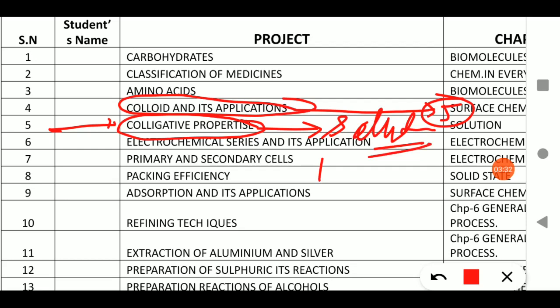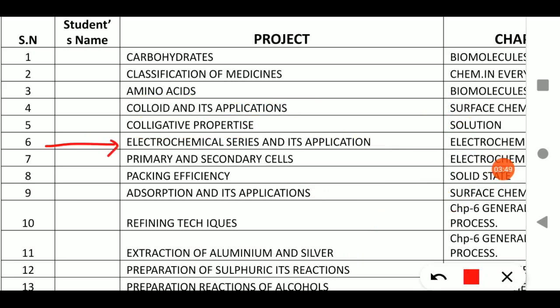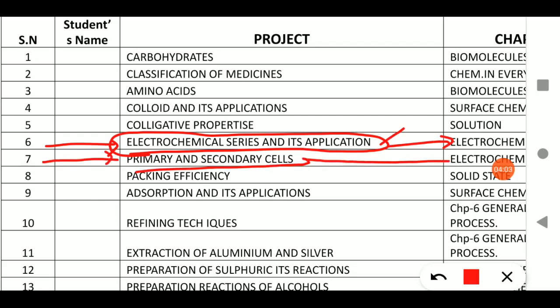You will write each colligative property, that is depression in freezing point, elevation in boiling point, osmotic pressure and relative lowering in vapor pressure, and the formula of each topic. Roll number 6 is getting electrochemical series and its application. It is from chapter 3, that is electrochemistry. Already I have taught you. Roll number 7 is getting primary and secondary cell. Tomorrow I will teach you this topic, and this is again from electrochemistry.